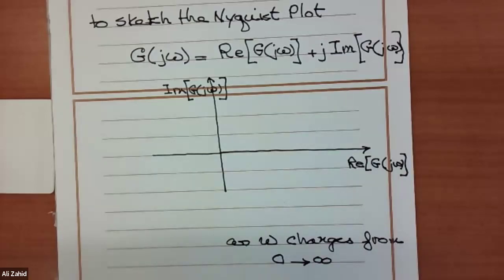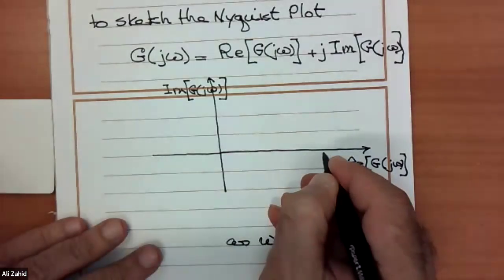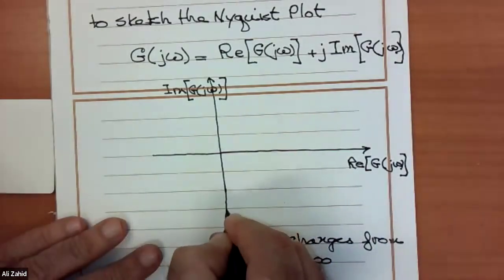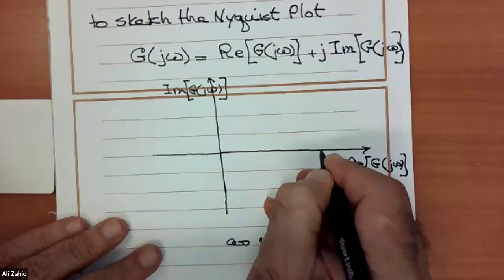Now, where is the magnitude and where is the phase? When you sketch this, let's assume the sketch looks like this. Just an example.